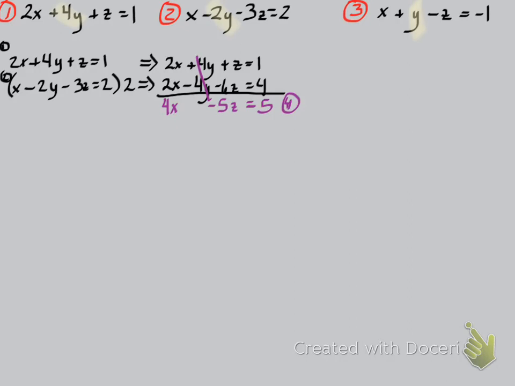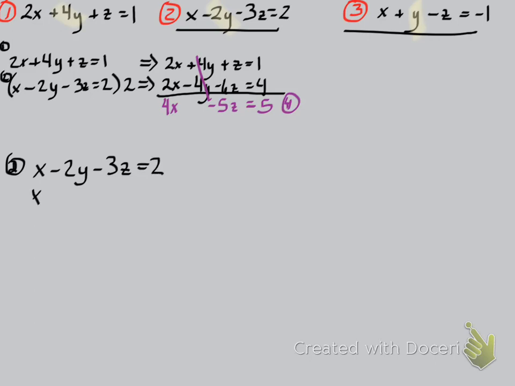Now I'm going back to my original ones, and I'm going to choose 2 other equations. So I'm just going to take the last 2. And so using my last 2, equation 2 was x minus 2y minus 3z is equal to 2. And then equation 3 was x plus y minus z is equal to negative 1. And in this case, my equation 2 is going to get left alone.